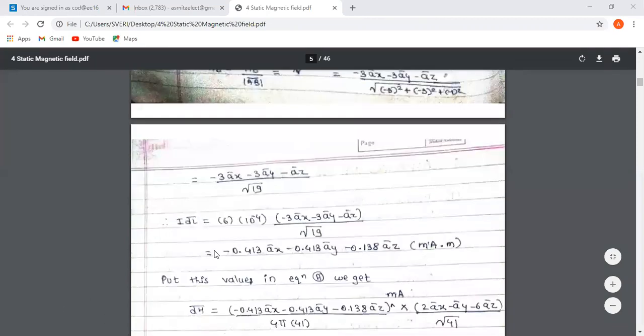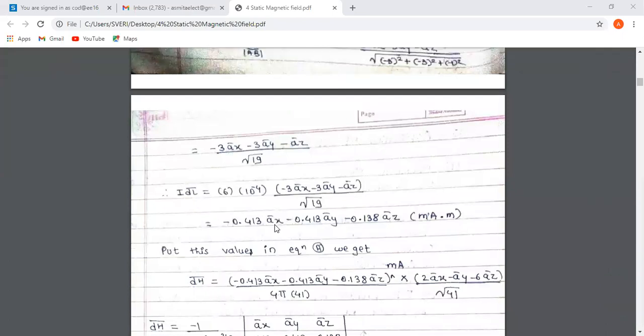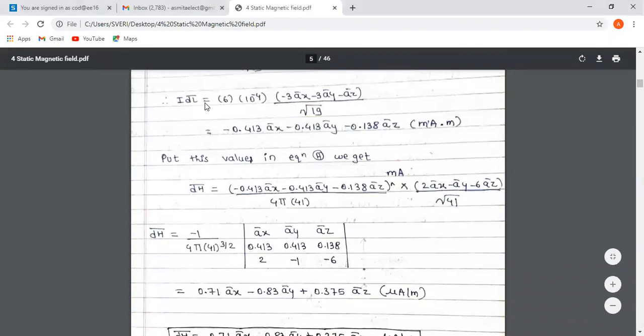Okay, so we get this term and we get I dl bar also. Now we have to take the cross product. Actually this current and dl bar is in milliampere meter. Okay, this term I dl bar is measured in ampere meter. Now just put the values here.